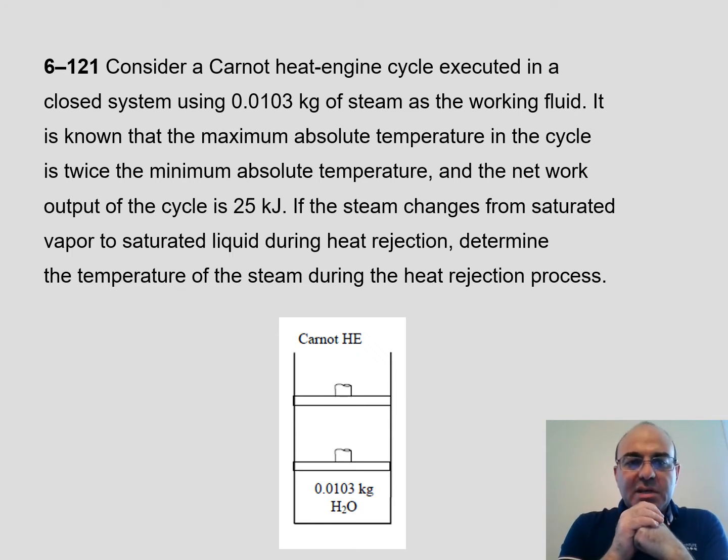Here, take some time. If you want, pause the video and read through the question to understand it. So consider a Carnot heat engine. So it means that we are considering an ideal or reversible cycle heat engine. It's a heat engine, so it receives heat, generates work. Executed in a closed system as shown. It's a closed system using a given amount of steam as the working fluid.